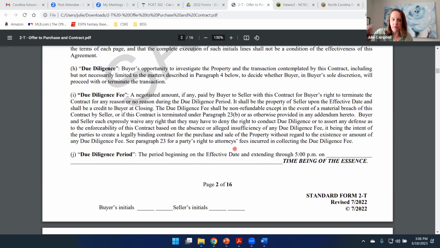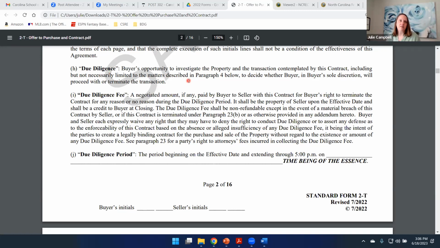Now we're going to define our due diligence fee, and our due diligence period. So first, defining due diligence. What the heck is due diligence? Due diligence is the buyer's opportunity to investigate the property and the transaction contemplated by this contract, including but not necessarily limited to the matters described, paragraph 4 below, to decide whether the buyer in their sole discretion will proceed with or terminate this transaction.